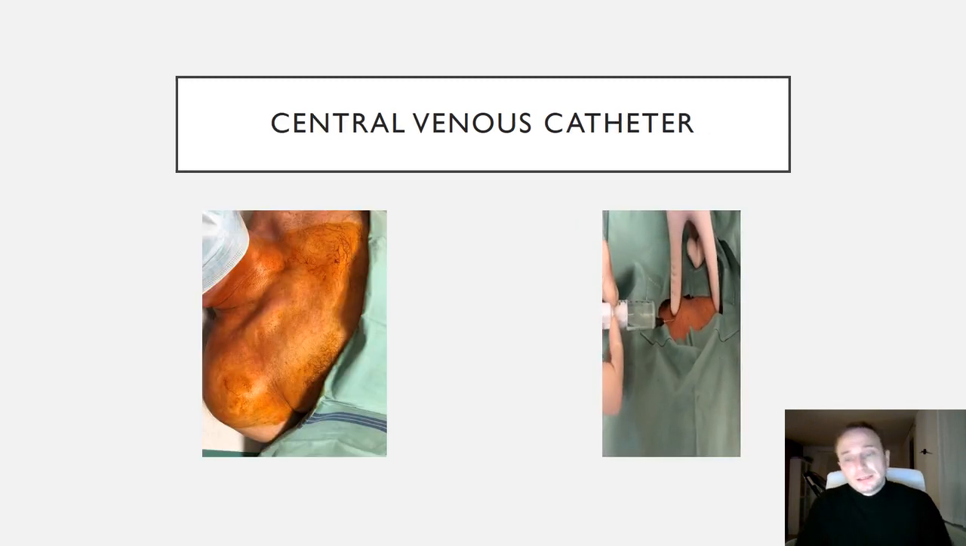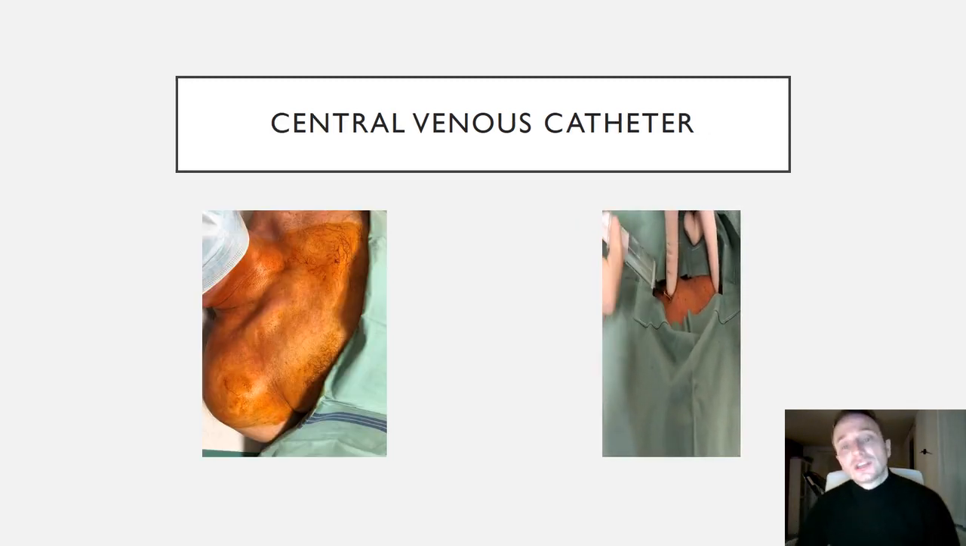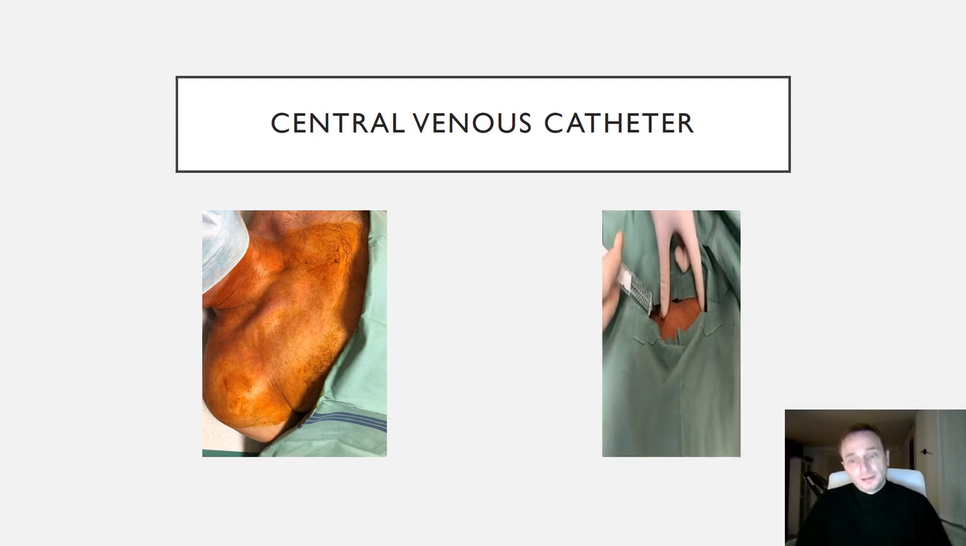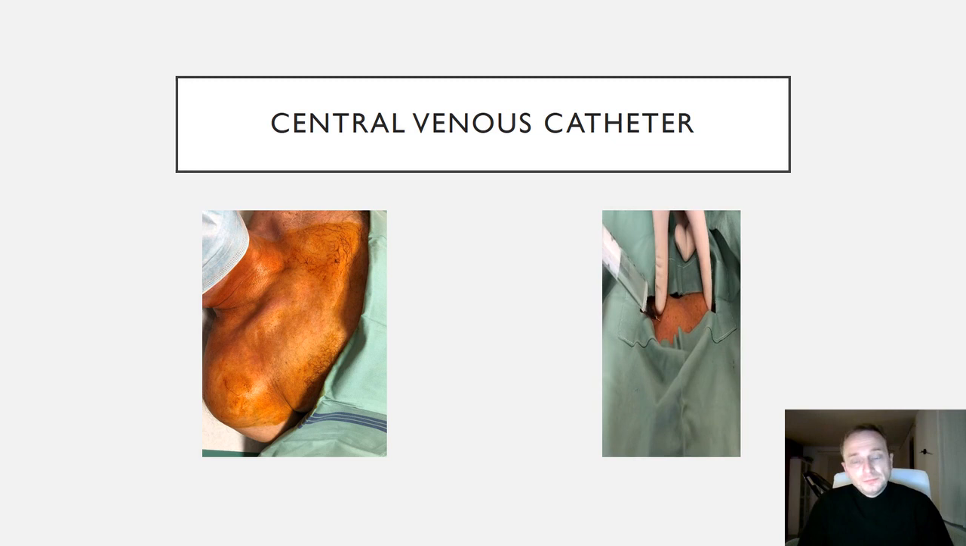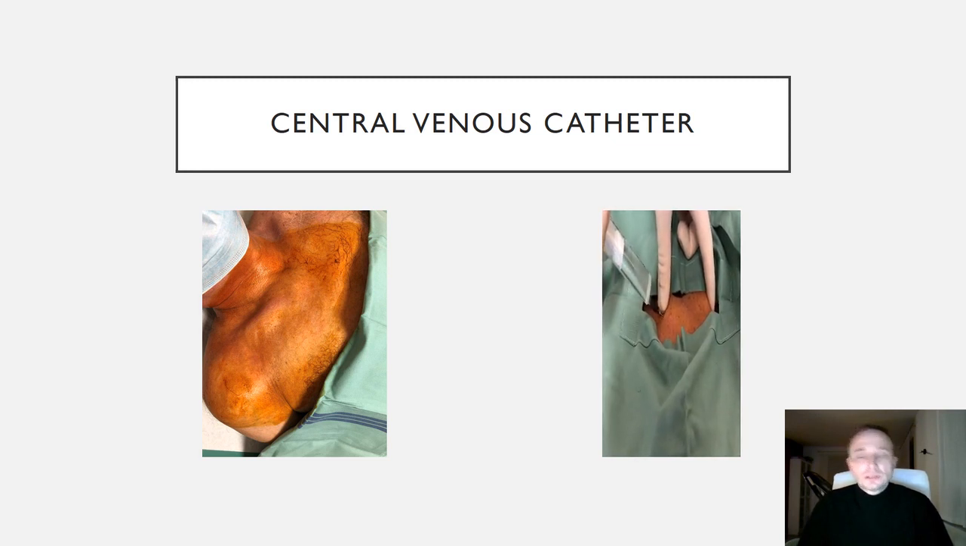The other catheter is the central venous catheter. If we need to infuse a large amount of infusions or blood units, or if we want to measure central venous pressure, we use a central venous catheter. I will show you pictures and videos of how we insert a central venous catheter.